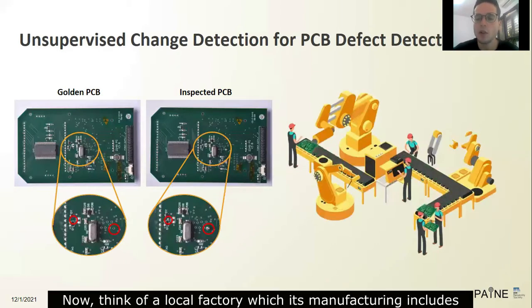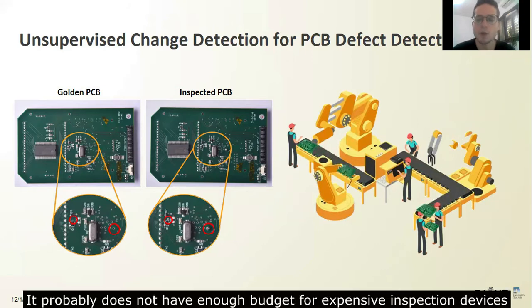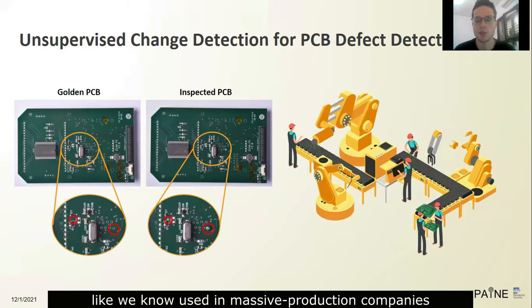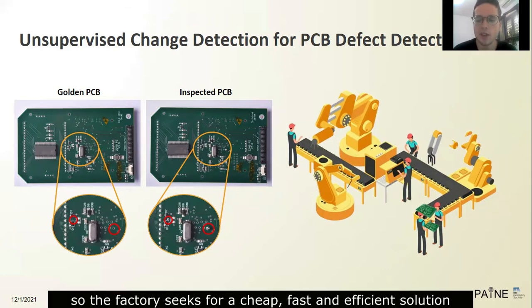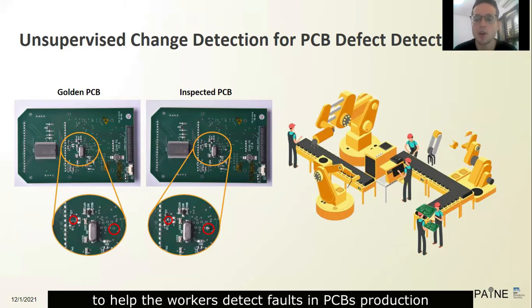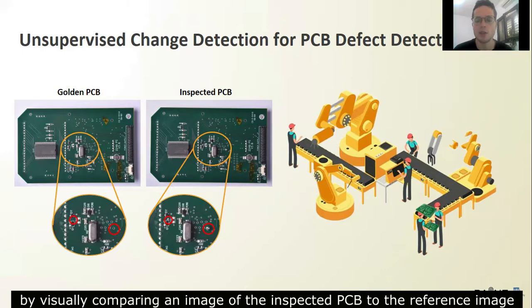Now, think of a local factory whose manufacturing includes some electronic devices and PCBs. It probably does not have enough budget for expensive inspection devices like those used in massive production companies. Zero-defect quality in electronic devices is very desirable to ensure high quality of products. So the factory seeks a cheap, fast, and efficient solution to help the workers detect faults in PCB production. By having a golden PCB for reference, defect detection can be achieved by visually comparing an image of the inspected PCB to the reference image.